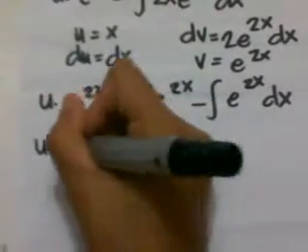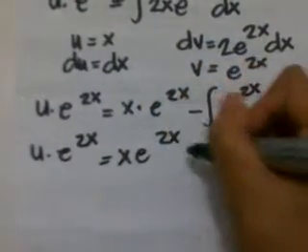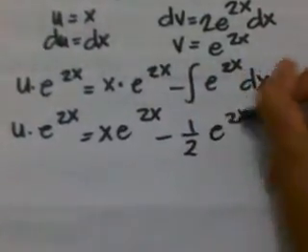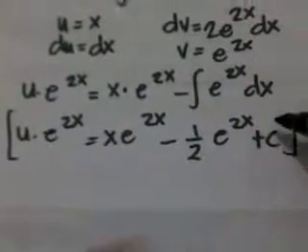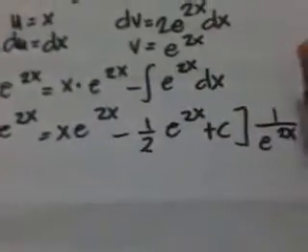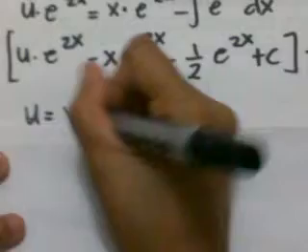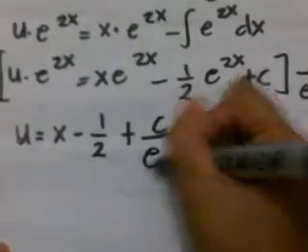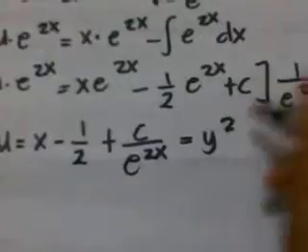So u e^(2x) = x e^(2x) - 1/2 e^(2x) + c. And it is multiplied by 1 over e^(2x). So now the value of u is x - 1/2 + c over e^(2x). And then the u here is the value of your y squared.